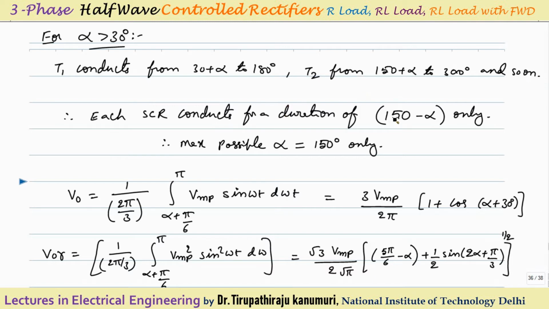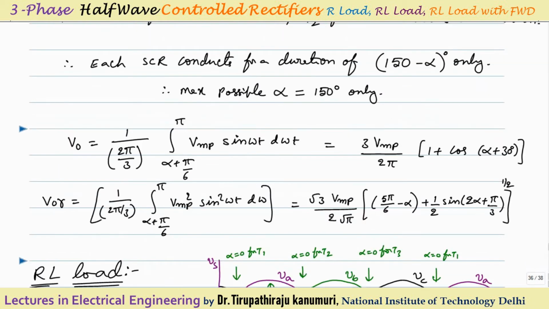Or otherwise we can tell that each thyristor is conducting from 30 plus alpha to 180 degrees. You agree with me? So we have to subtract 180 minus (30 plus alpha). So 180 minus 30 is 150. This is 150 minus alpha degrees only. So if you keep increasing the value of alpha, the duration for which the SCR conducts goes on decreasing. Agree with me? When alpha is equal to 150 degrees, the output voltage will be equal to 0. No output voltage will come. So the maximum possible value of alpha will be equal to 150 degrees only for the case of resistive load, because a negative voltage is not possible for resistive load.